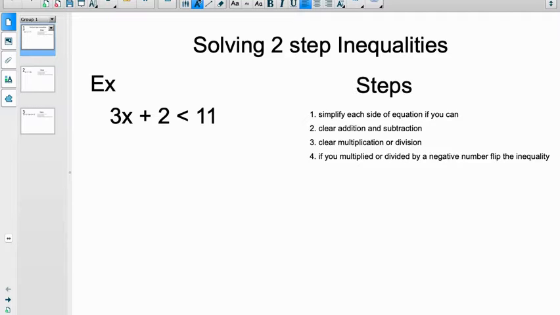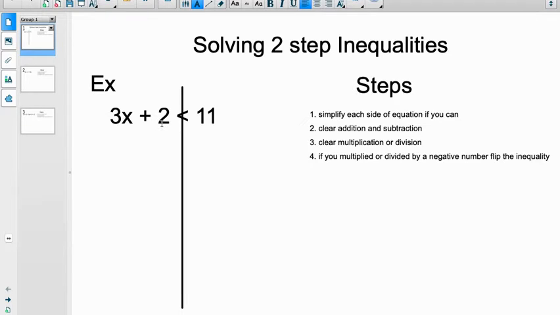3x plus 2 is less than 11. So what I like to do is draw on a line where the inequality is, so we can keep our work nice and organized. So first step, simplify each side if you can. There's nothing to simplify, there's no like terms to combine on either side. So then we need to clear addition and subtraction.